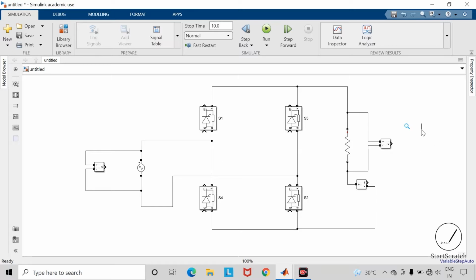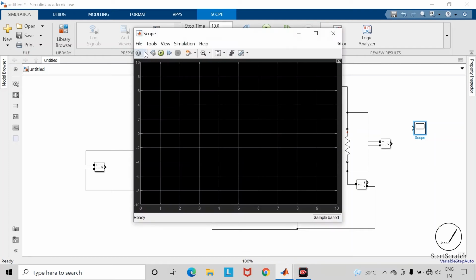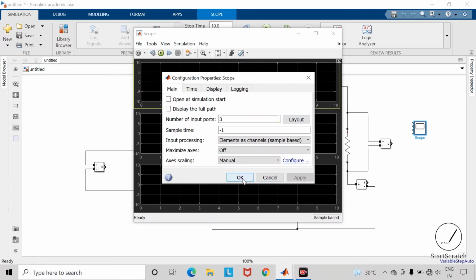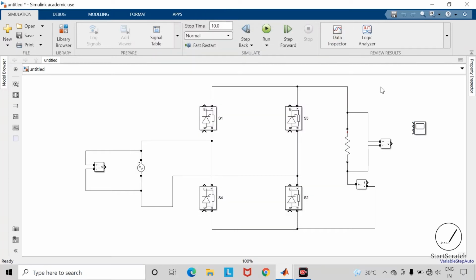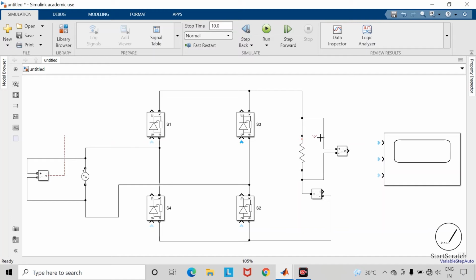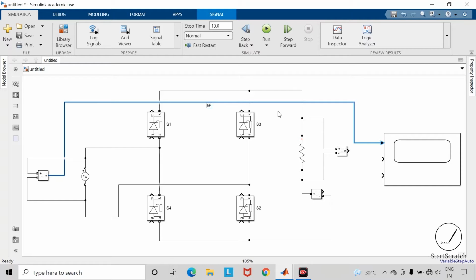Now take the scope block. We will connect 3 terminals to the scope block. So change the number of input ports of the scope block and the layout. Now connect these signals to the scope block. You can give the name to each signal.